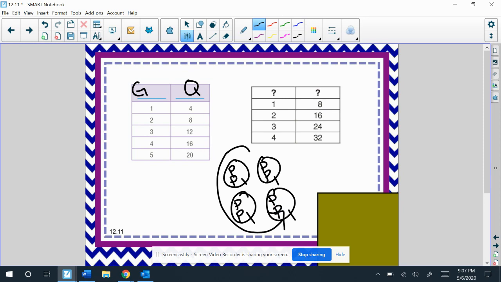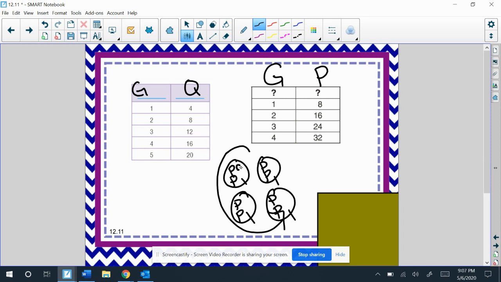Let's count those up. Maybe there's 8. 1, 2, 3, 4, 5, 6, 7, 8. Look, I found 8. It could be gallons and pints. Another thing we could also be thinking about is, is there anything else that we could do?